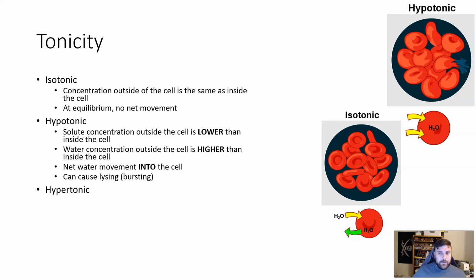The third type is what we call hypertonic. For the example for this, I talked about somebody being hyperactive. They are overly active or overly energetic. Hyper means over or above.